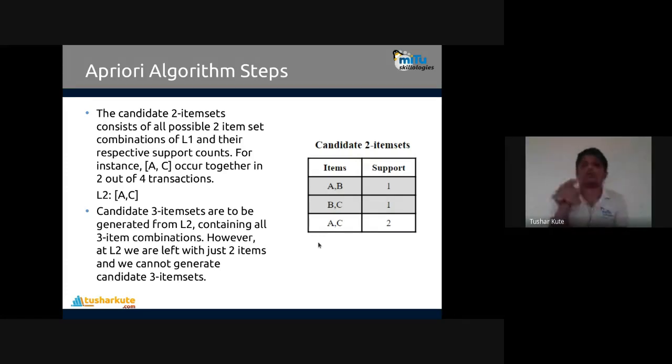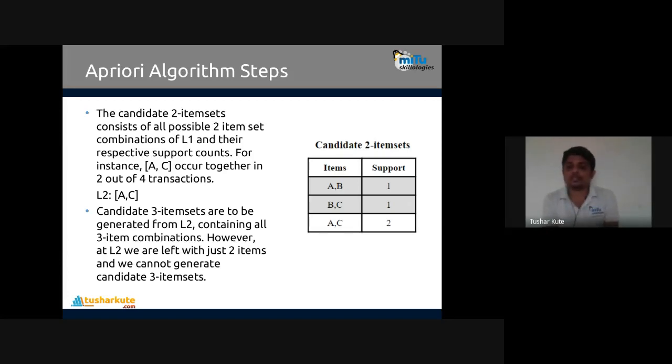So L2's output is A comma C. A and C are coming together, generating the item set. Candidate 3 now. Candidate 3 item sets are to be generated from level 2 containing all 3 item combinations. However, there are only 2 items there. The 3 is not possible. Three items should be present, then only we can have it. So 2 items are there. The result is finalized.